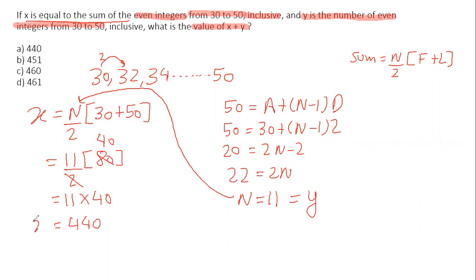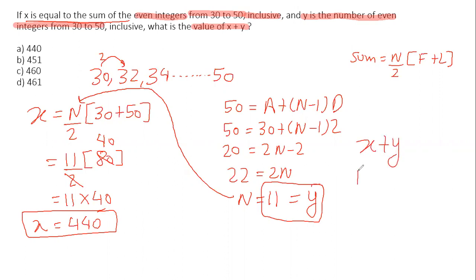Now I have the value of x, I have the value of y, and the question simply asks me what's the value of x plus y. So x being 440, y being 11, so the answer is actually 451. That's the value of x plus y. That is option number B.